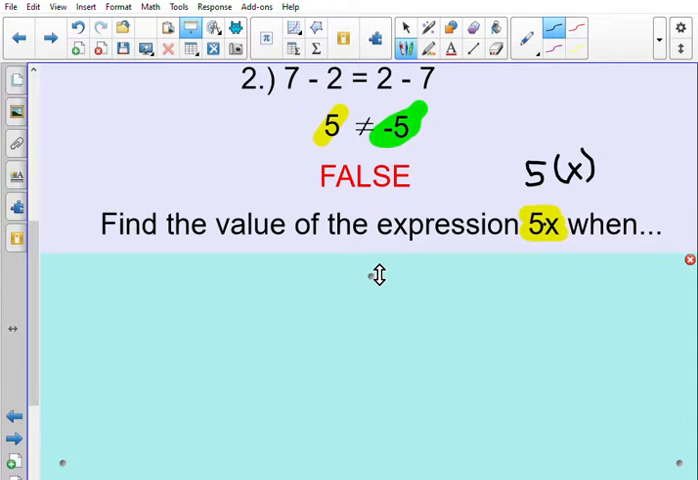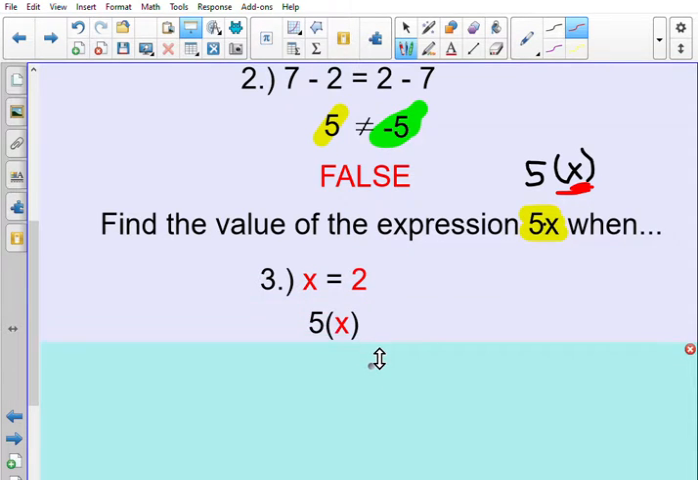Hopefully you remembered that. What it's stating is that they wanted the x value to equal 2. Notice you have an x value. They want the x value to equal 2. So we're going to plug in for the x, 5 times x, we're going to plug in a 2. That is all they wanted.